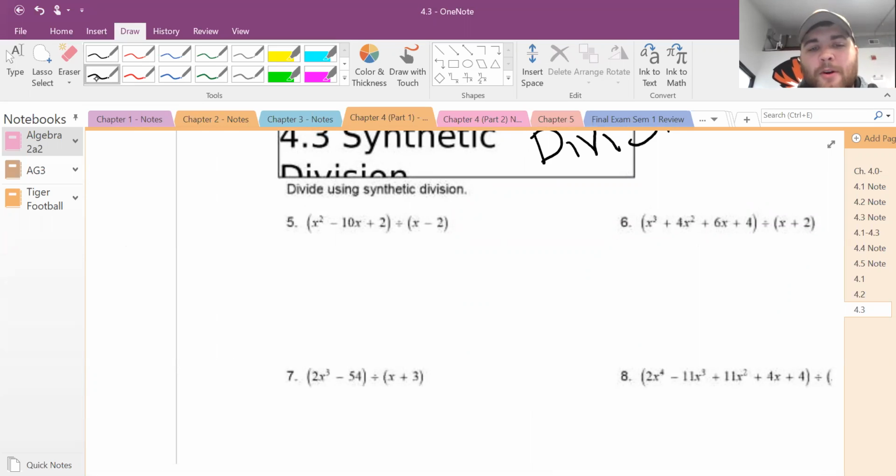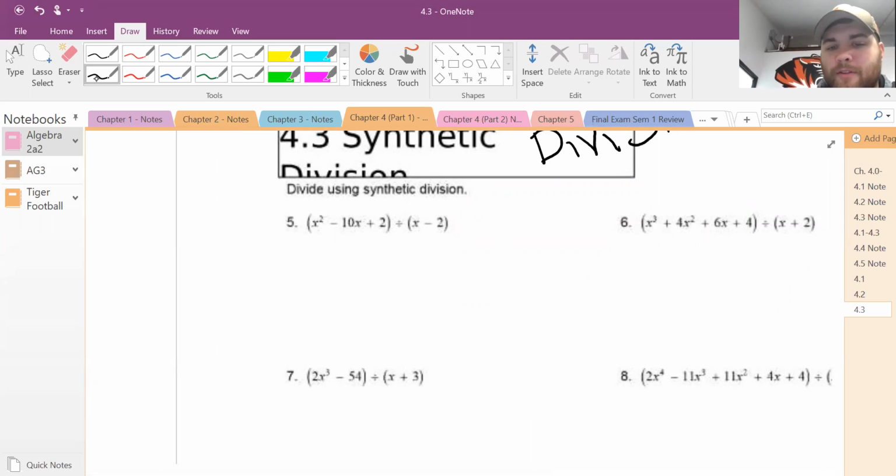Okay, so here's the whole point of synthetic division. We're dividing a polynomial with 4 terms by a binomial, a polynomial with only 2 terms. It's the only time we can use synthetic division. Okay, so here's how it works.